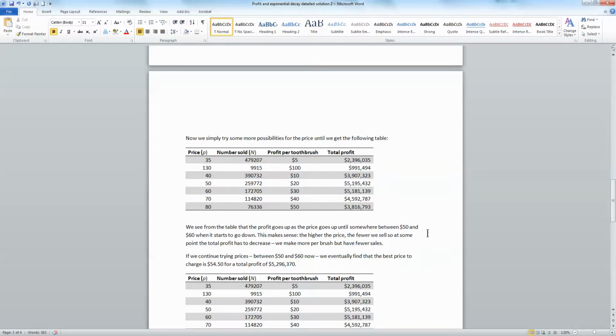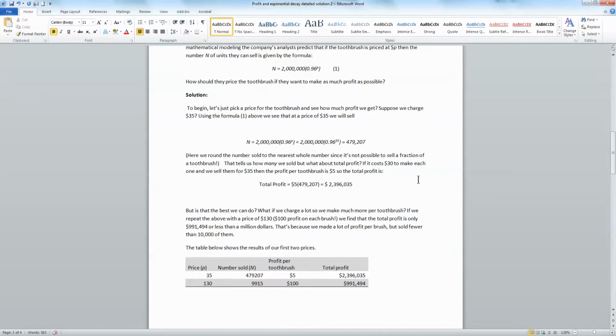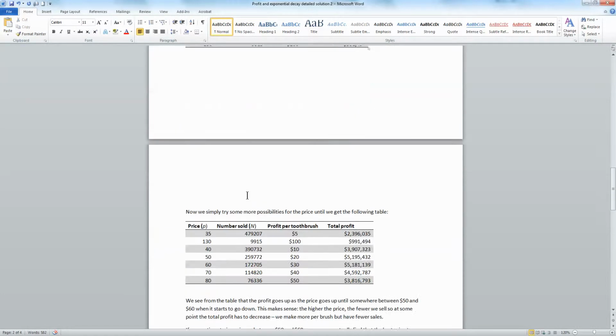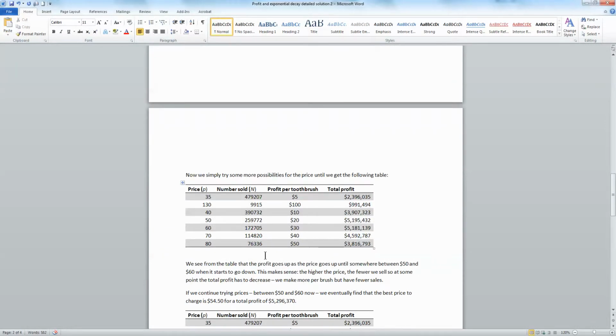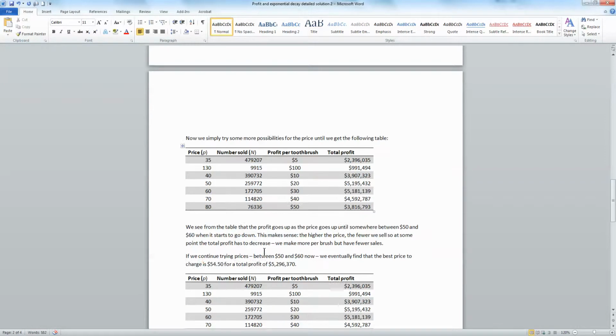And notice that you don't need to show the detailed calculations. You can assume that your audience can do it once you've shown them how to do it once up here. So here you took them through the details of pricing it at $35 and getting the total profit. And now you can assume that your audience can handle that part for themselves and can create this table, and that they'll believe you that this table is it.